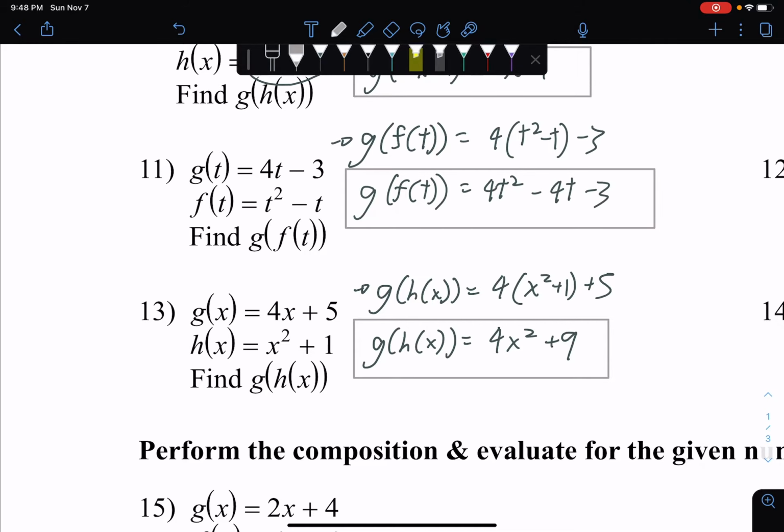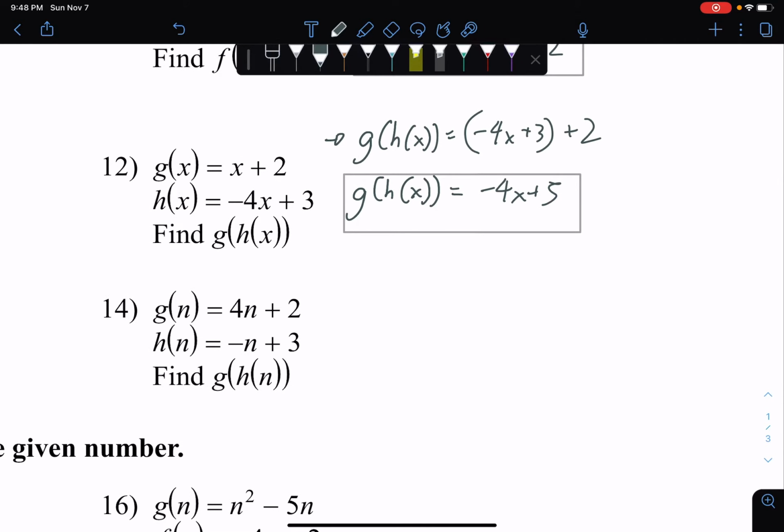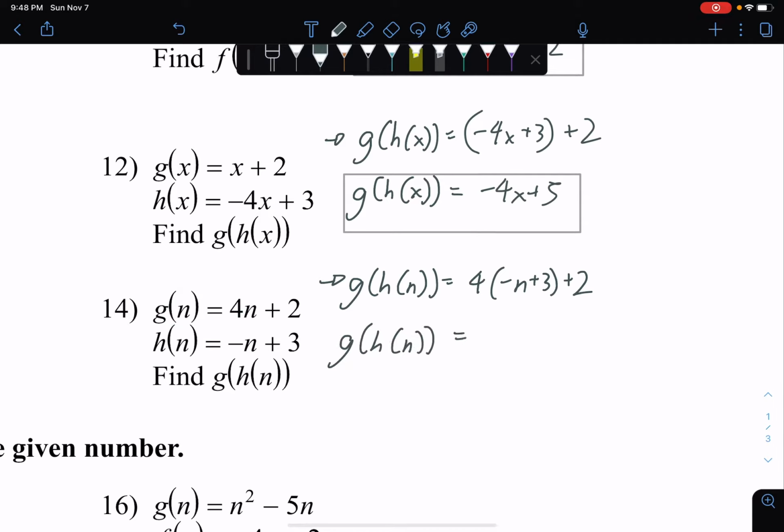Let's move to number 14. Find g of h of n. So g of h of n is equivalent to our 4n, whereas our n is equivalent to negative n plus 3. Then plus 2 to fulfill what's being expressed in g of n. So continue, simplify: negative 4n plus 12 plus 2 is 14. So yeah, this is our final answer.